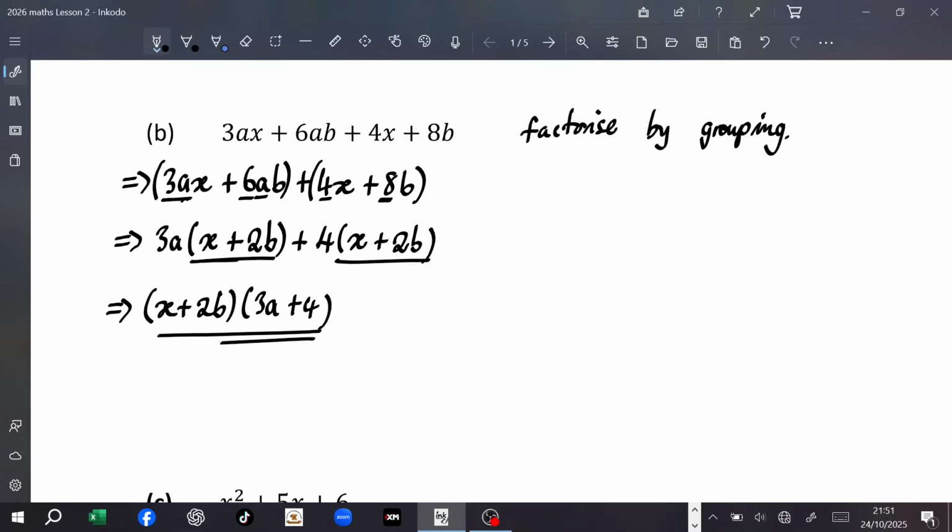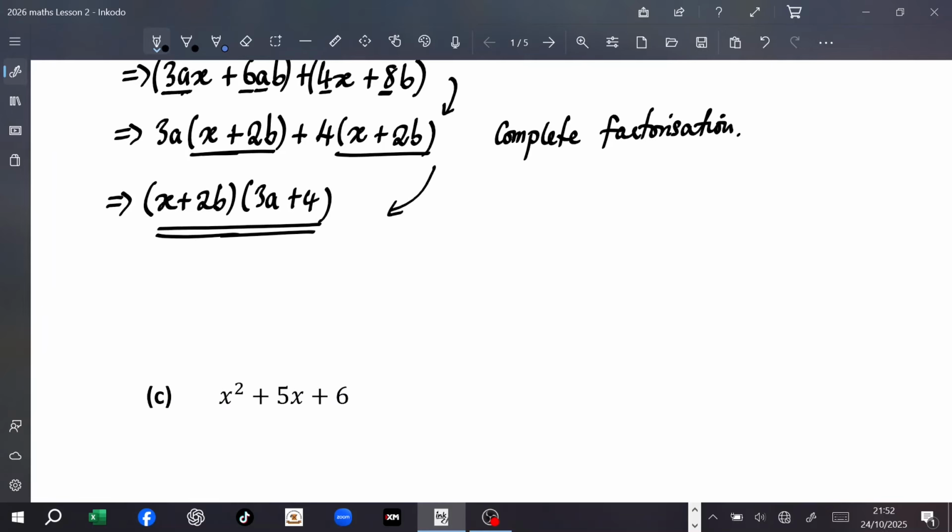So this kind of factorization which undergoes two stages, like you factorized from here, we did one factorization and then we did another one to here. This is what is referred to as factorizing completely. So this one is a complete factorization. So there will be questions which can ask you to say factorize completely. It means a question involves two-stage factorization. All right? So let's move to the next question.